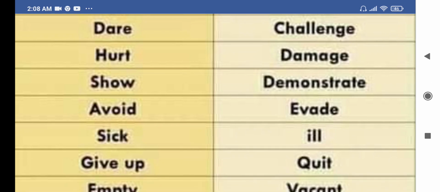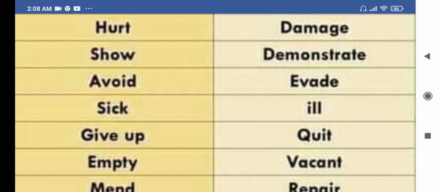Dare, challenge. These are also, you see, dare. I dare to go there. This is informal. The situation challenged me to go there. This situation is very much challenging. This is formal use.